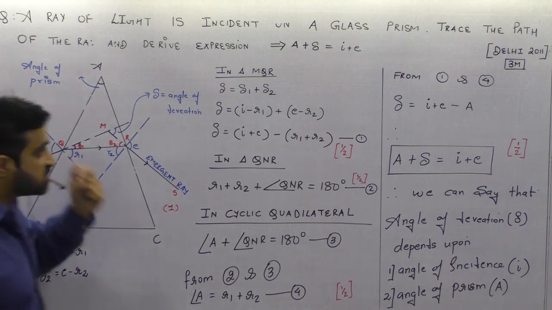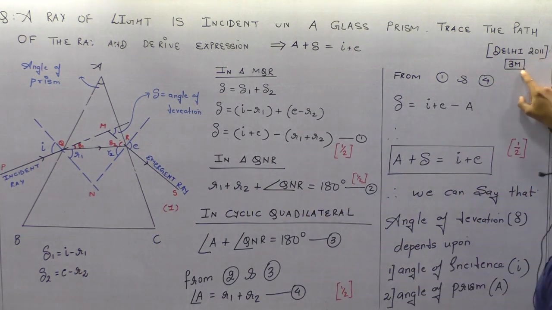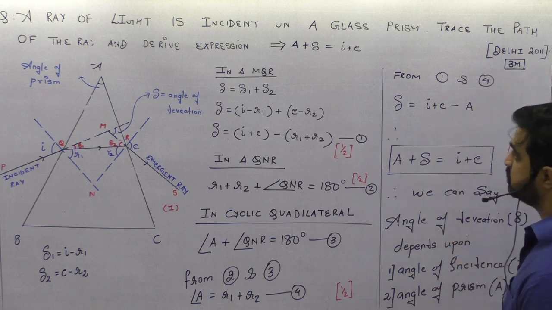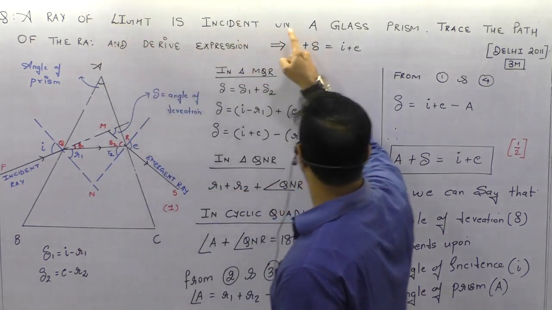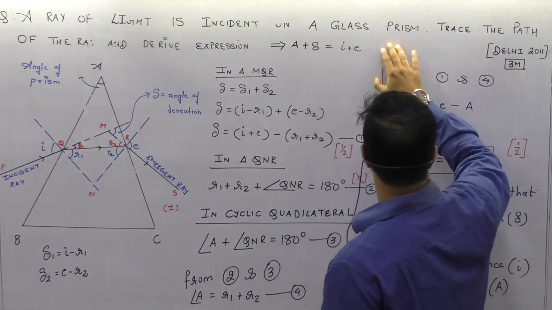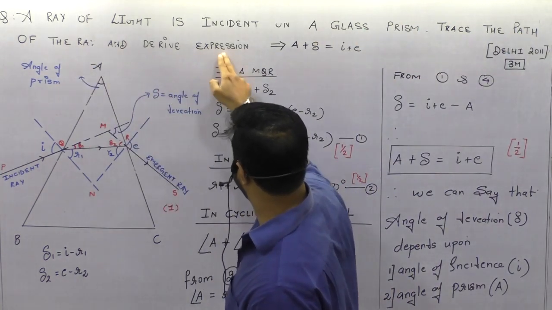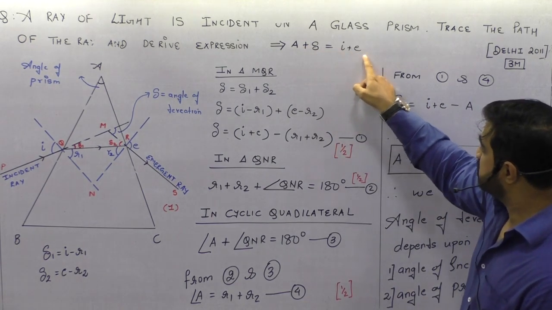This question was asked in Delhi CBSE 2011 for 3 marks. We'll discuss this question. It's a very important question. What is the question saying? A ray of light is incident on a glass prism. Trace the path of the ray and derive an expression for A plus delta is equal to I plus E.